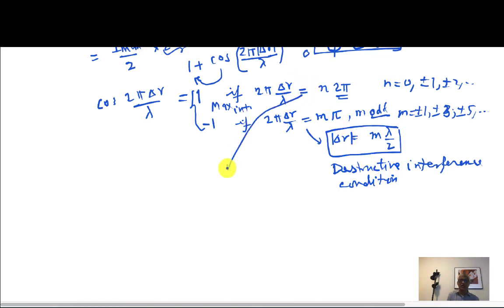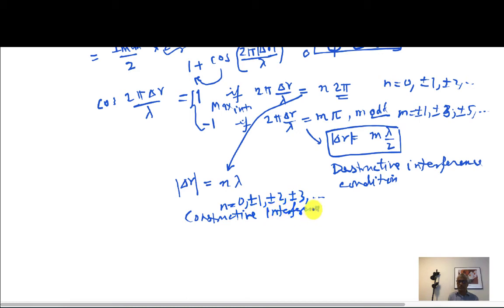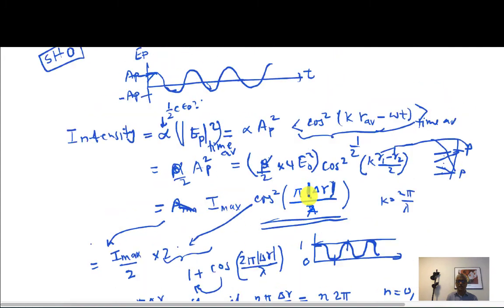Let's work this out for constructive. So when I look at delta r over here, delta r is going to be, 2 pi cancels out, n times lambda, and n can be 0, plus or minus 1, plus or minus 2, plus or minus 3, etc. So these are constructive interference conditions in this situation. Maybe you've seen this in an earlier class.